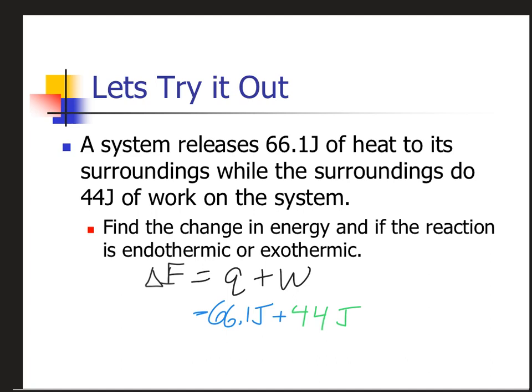And so what is our delta E in this case? We have a subtraction here, and we see that ultimately I have a negative 22.1 joules of energy that has been released, or there's a loss. Therefore, it is exothermic because energy is exiting, and there's been an overall exit of energy, and we can see that by the negative sign associated with our answer.